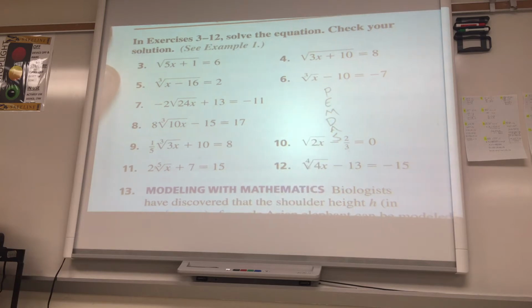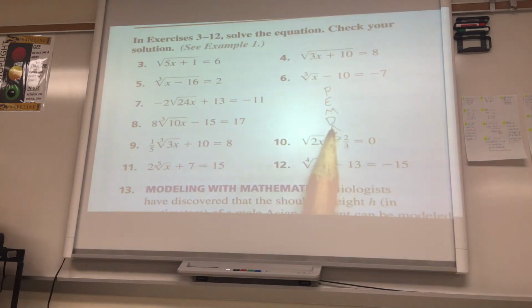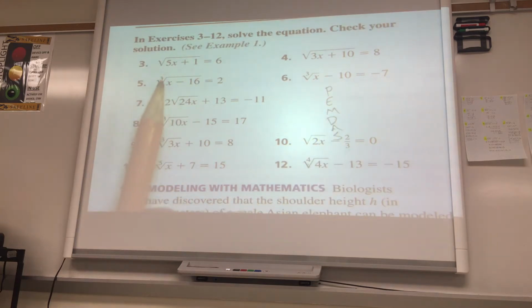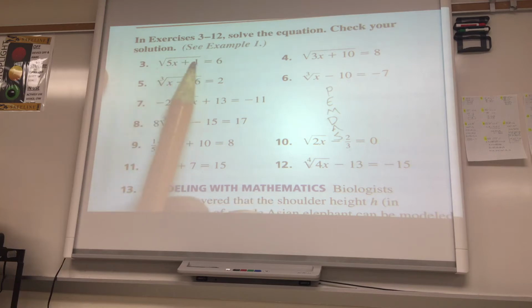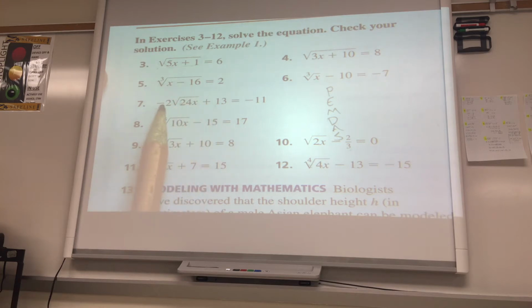Okay, so mainly in this section, you're really going to just get to adding, subtracting, multiplying, and dividing, and your objective is to get this radical by itself. Once it's by itself, then you can get rid of it. So for example, in number 3, you see the radicals by itself. There's a 5x plus 1 underneath it, but you can't touch the 5x plus 1 until the radical on top of it is gone. X minus 16 is below the radical in number 5. Now look at 7. You have a 13 on the outside and a -2. So what I'm saying is you have to get rid of the 13 and then the -2 so you can get that radical isolated. And once it's isolated, you can get rid of it.